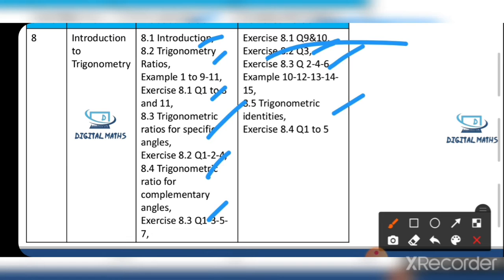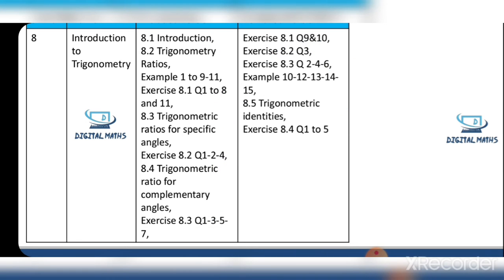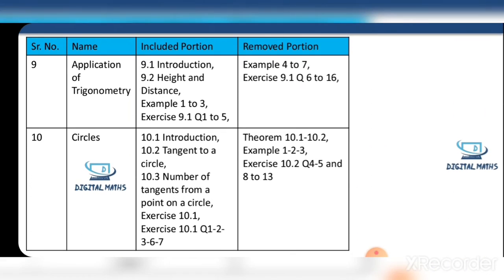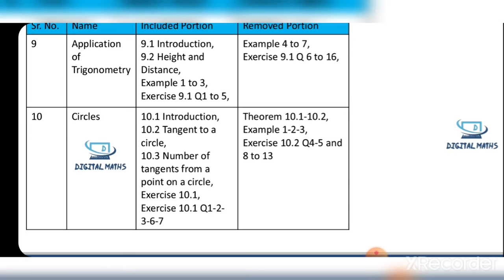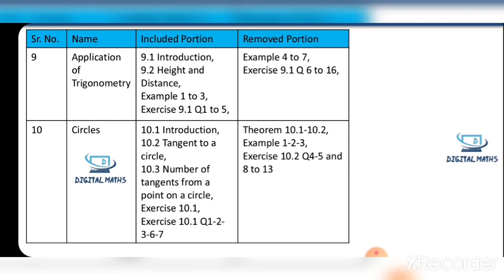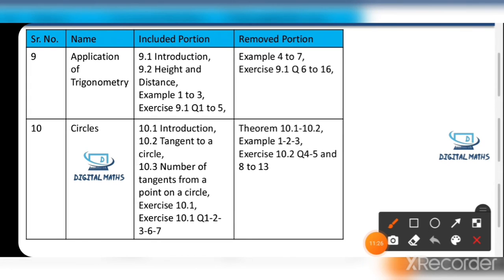Trigonometry identities are also removed. Exercise 8.4, question number 1 to 5 removed. Now we have to see in chapter number 9, application of trigonometry, and chapter number 10, circle, which is the included portion and which is the removed portion.